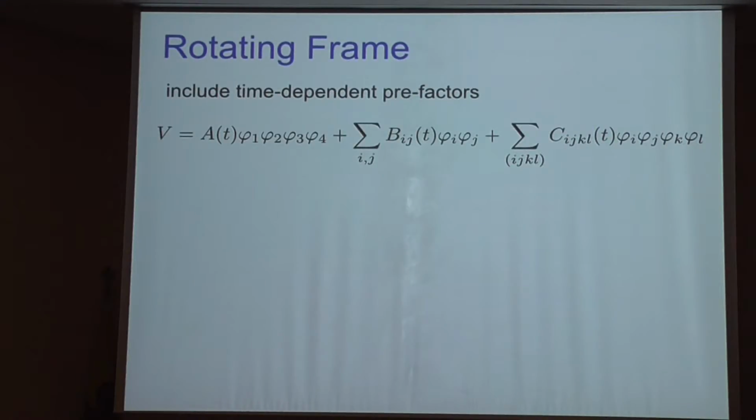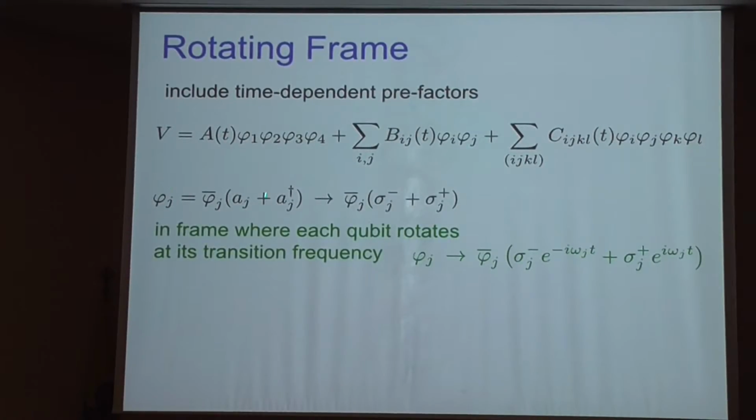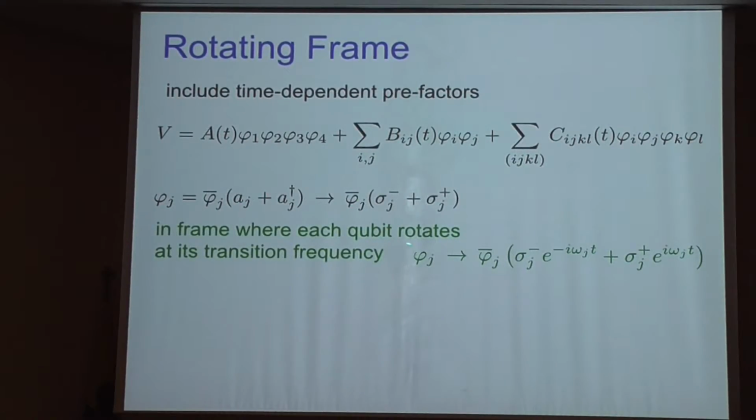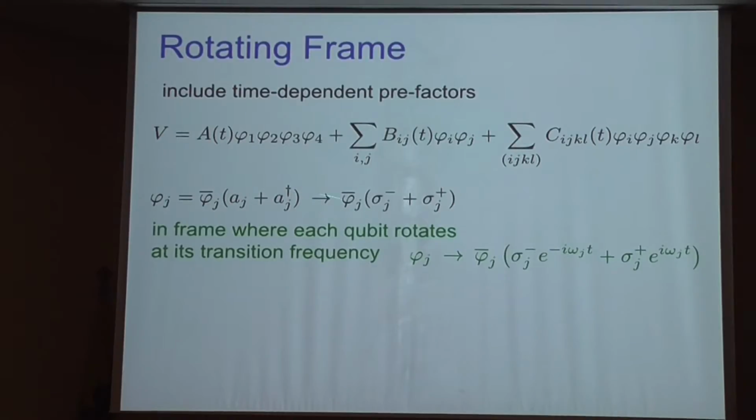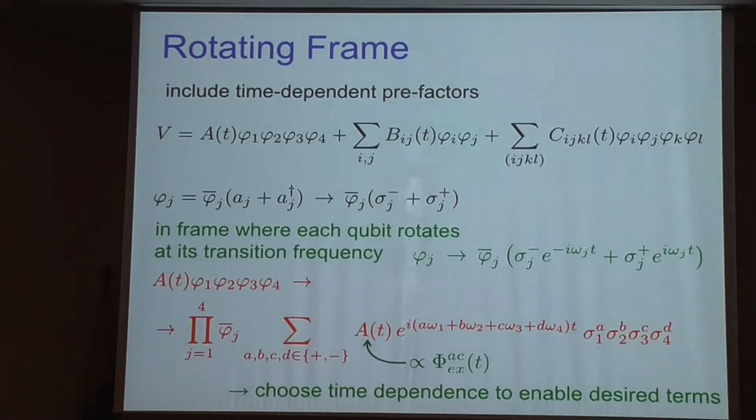Now, if I include these time-dependent factors that contain the information about the drive, and no longer consider harmonic oscillators, but approximate each structural qubit by a two-level system and go to a rotating frame, I get this expression for the phases. And then looking at this first term, in the rotating frame, I have the time-dependent prefactor, and each of these combinations, where A, B, C, D take on the value plus or minus, will oscillate with that frequency.